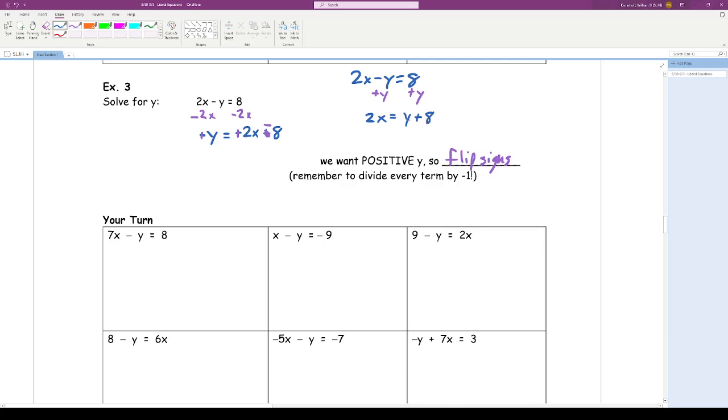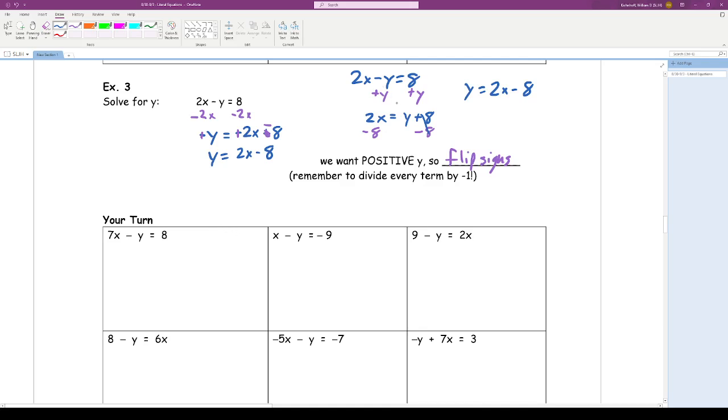Well, now we've bound up this y and this 8. They need to be taken apart, so let's move the 8 over with the x's. And then we can rewrite our final answer. We have y by itself, and on the other side we have 2x minus 8. Notice that that's the exact same thing we got here. After we flipped our signs, we had y equals 2x minus 8.